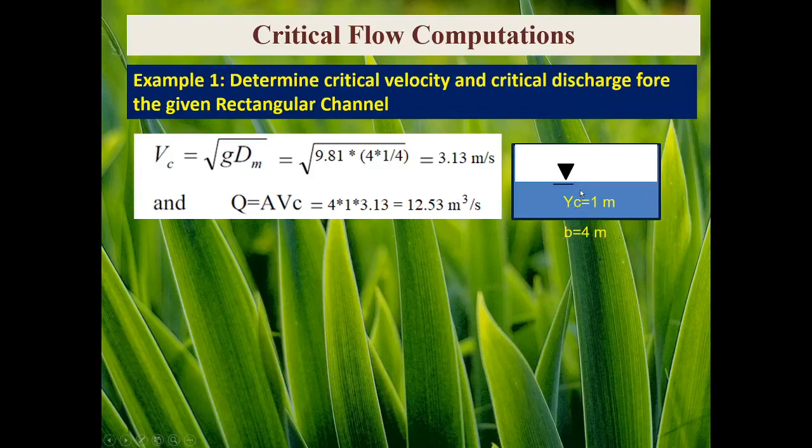When I know that the depth is YC, the depth is critical, therefore the corresponding velocity is the celerity, and I can simply use this equation to find the velocity: V equals the square root of g times D_m. g is 9.81, and D_m equals A over T. A is b times YC, equals 4 times 1, divided by T. T is the top surface and it is equal to b in a rectangular cross section, which is 4. Therefore, critical velocity is 3.13 meters per second, and we can calculate discharge through the multiplication of the velocity by the cross-sectional area. Again, here cross-sectional area equals 4 times 1.